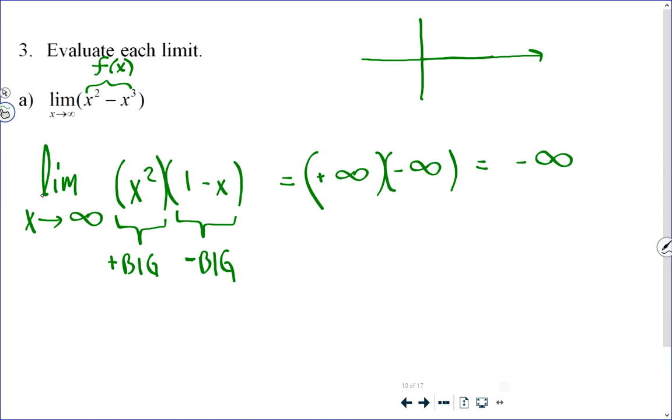All this means is that graphically, for this function, f of x, as x approaches infinity, y approaches negative infinity. All that means is the graph goes down into quadrant 4, which you certainly could have figured out by looking at the fact that the leading coefficient of this polynomial is negative.